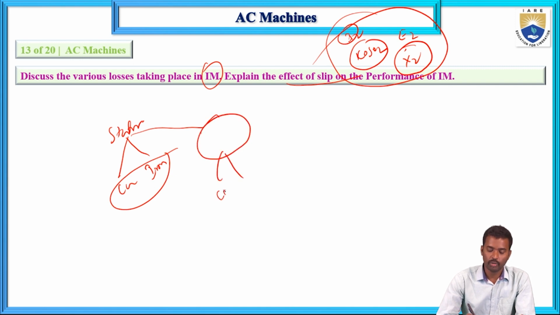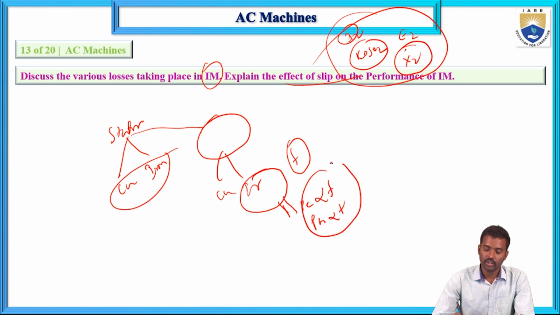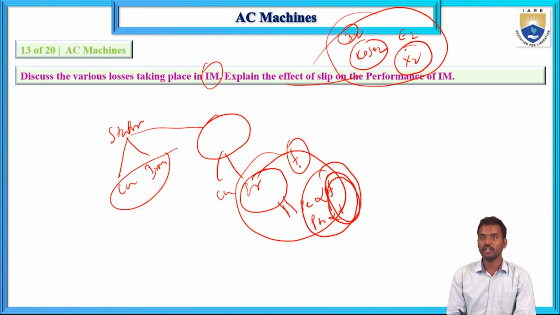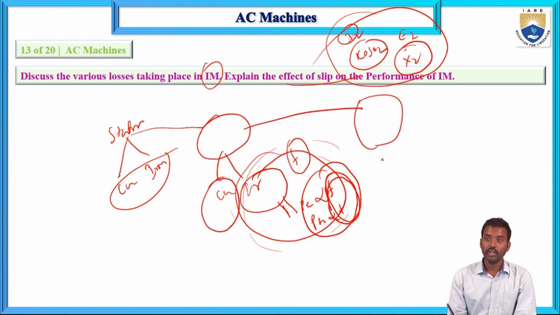In the rotor also there are copper losses and iron losses, but here rotor iron losses are very small because the rotor frequency is small. The core losses, iron losses, are divided into two parts: hysteresis losses and eddy current losses. These losses depend on the frequency only. This frequency is very low, so we can neglect these losses, the eddy current and hysteresis losses. We neglect the iron losses, core losses, and have only copper loss. After that, there may be windage losses and air frictional losses.